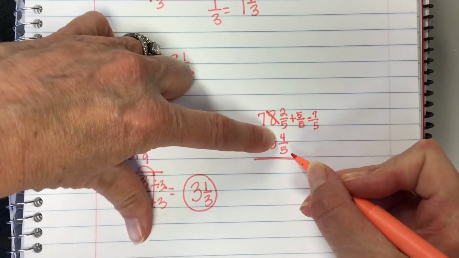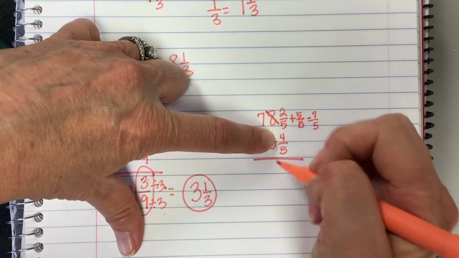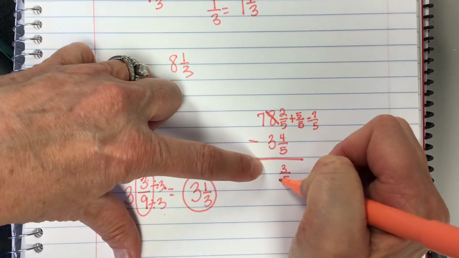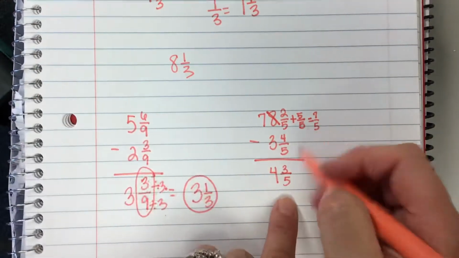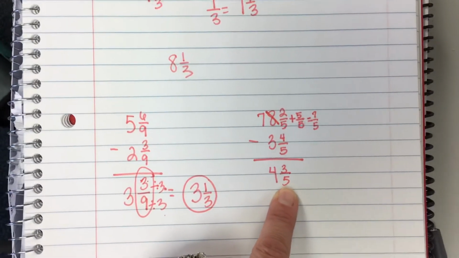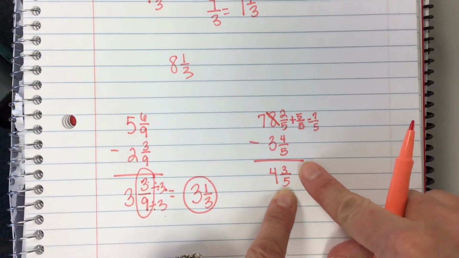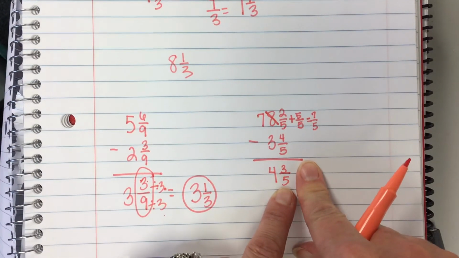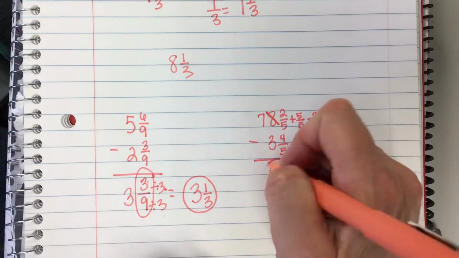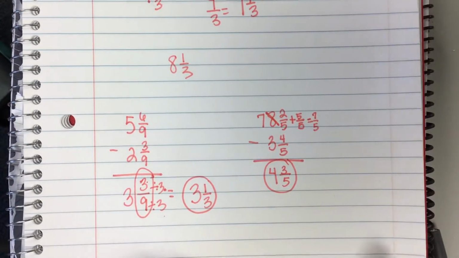7/5 minus 4/5 equals 3/5. 7 minus 3 equals 4. And look at the fraction, 3/5. Can I reduce that? Can 3 and 5 be divided by the same number? No. 3 can only be divided by 1 and 3. 5 cannot be divided by 3. So 4 and 3/5 is my final answer.